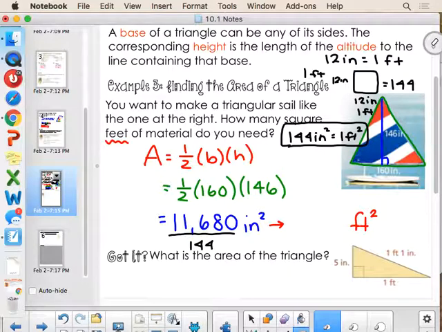What's 11,680 divided by 144? I'm hearing different answers. What? 81. 81? 0.1? Mm-hmm. Okay. Now are we a little happy with that one?